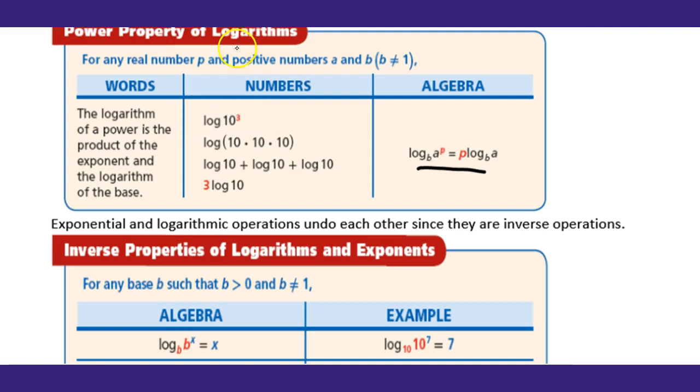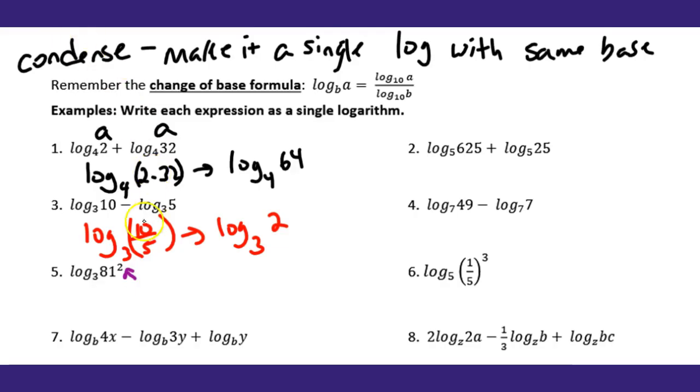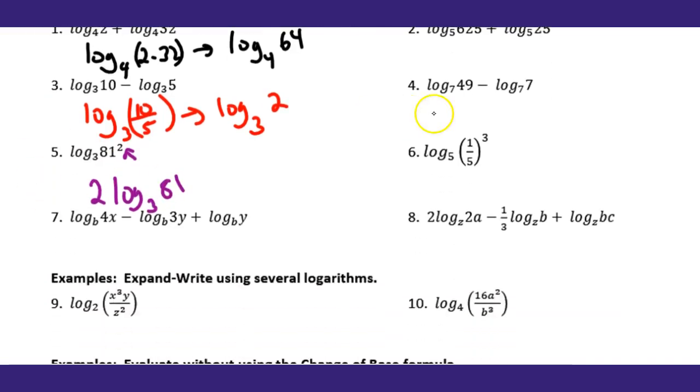So that's what we're going to do right here. See how they took P and moved it out front? Everything else stays the same: log base B of A. So on our example right here, we're just going to move our 2 out front to have 2 log base 3 of 81. That's our single log right there, okay? You try that one.